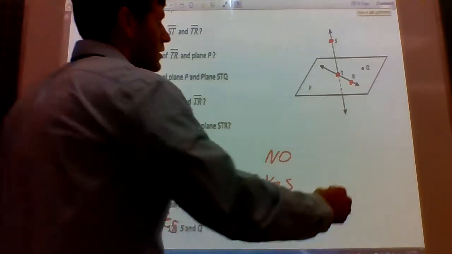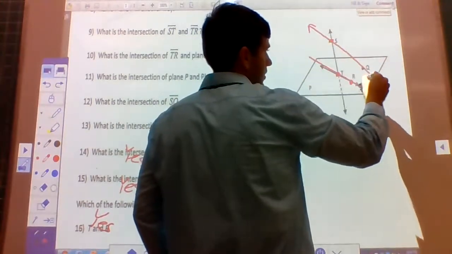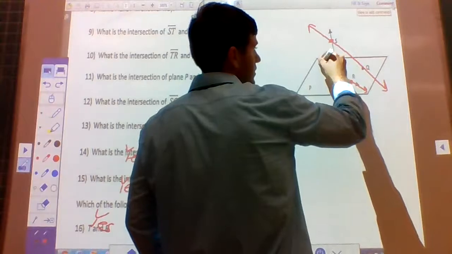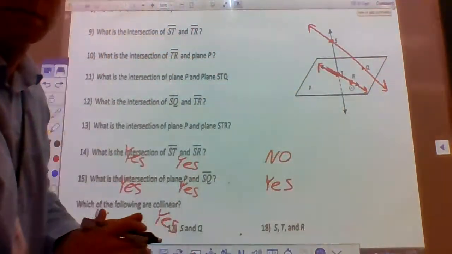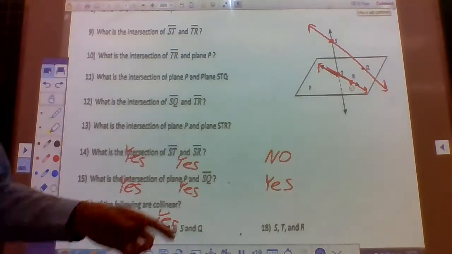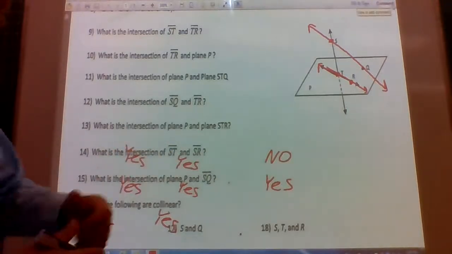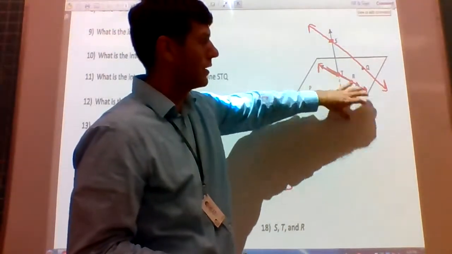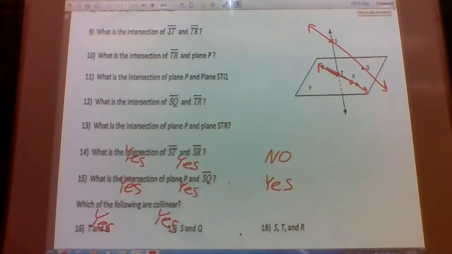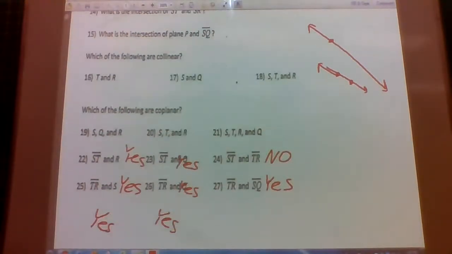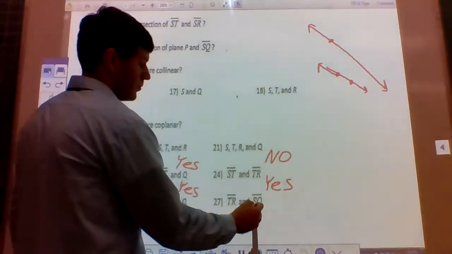TR and SQ. Okay. So we know that TR and Q are all in plane P. And again, we know S is not in that plane. Okay, and S can't be in a plane with those because there's only one plane that can be formed by a set of 3 points. So TR and Q can only form one plane, and that plane is plane P, and we know point S is not on that plane. So we know that that set of 4 points, TR, S, and Q, are not going to be coplanar. So this one is a no.